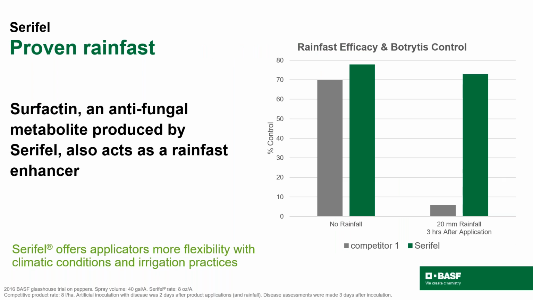Surfactant can also be an antifungal metabolite, but its key communication is for motility and growth, as well as acting as a rain-fast enhancer. Serifel has a rain-fast of 3 hours. As you can see in the graph, after a rainfall event of 20 millimeters, the competitor washed off the plant, but Serifel remained and was still able to control botrytis. So that's a key thing with one of its metabolites, surfactant, is that it's helping it stick to the plant. So we do have a rain fast of 3 hours.